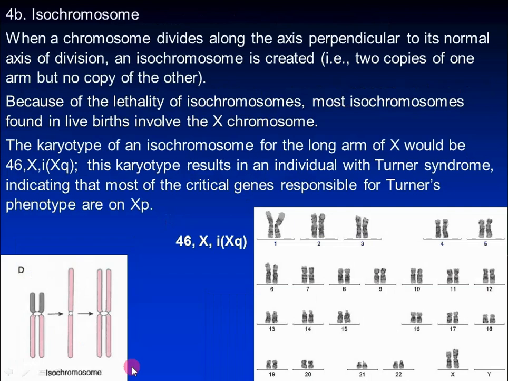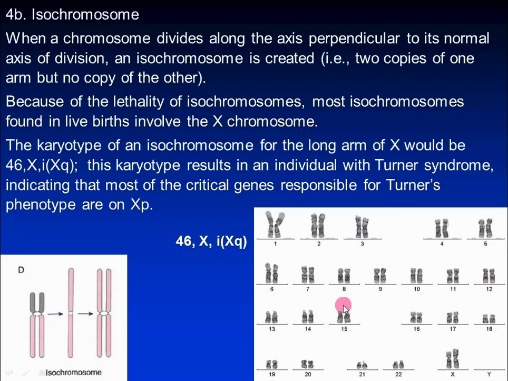Here are two sister chromatids. Normally, they are separated with one short arm and one long arm staying together. When two long arms or two short arms stay together during cell division, it will create an isochromosome. In this case, two long arms stay together. Because of lethality, most isochromosomes found in live births involve the X chromosome.